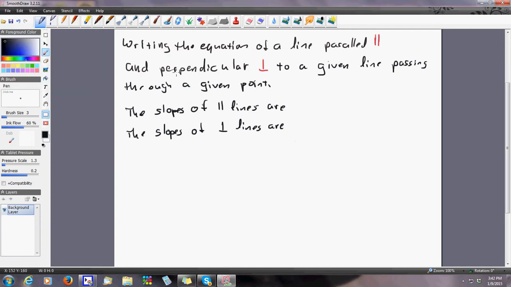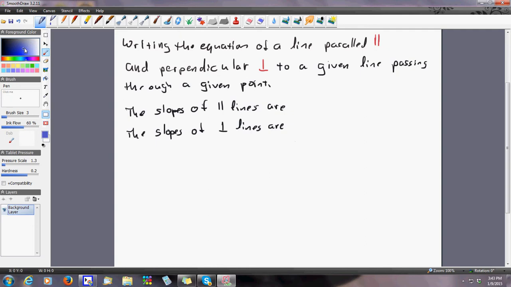So I'm going to write the equation of a line parallel and perpendicular to a given line passing through a given point. The symbol for parallel is two vertical lines, and the symbol for perpendicular is a horizontal line and a vertical line. And here's what you need to know. The slopes of parallel lines are equal.